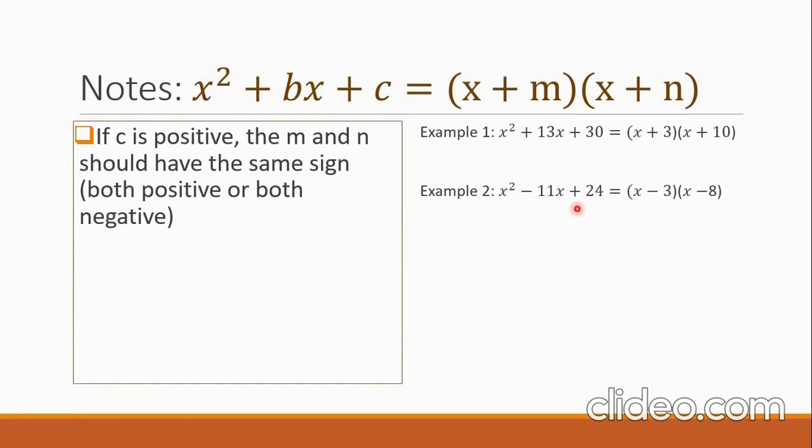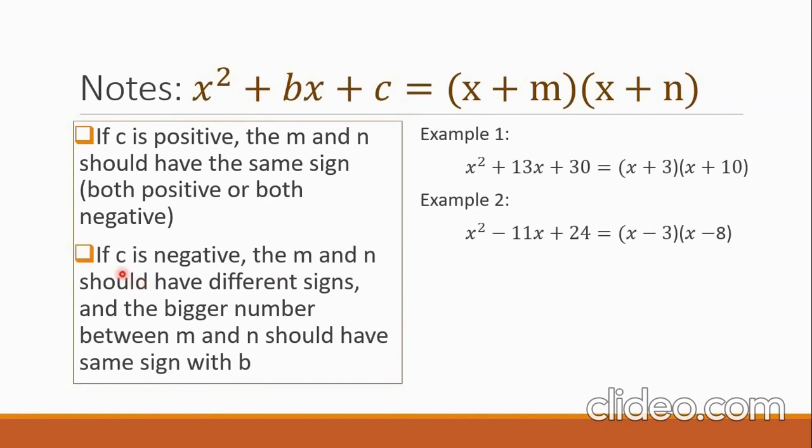Let's have example 2. The constant is positive 24. So look at our m and n. They have the same signs and both negative. Considering the sign of the b here, since it is negative, it gives us an idea that these two binomials in the m and n should both be negative also.